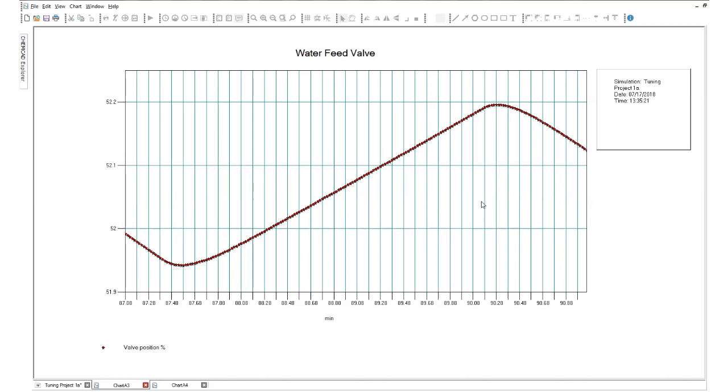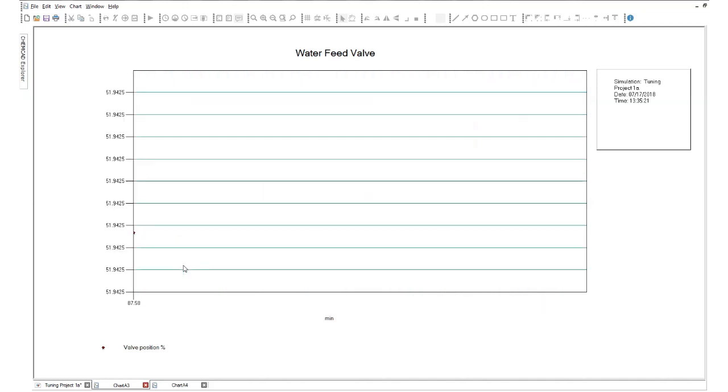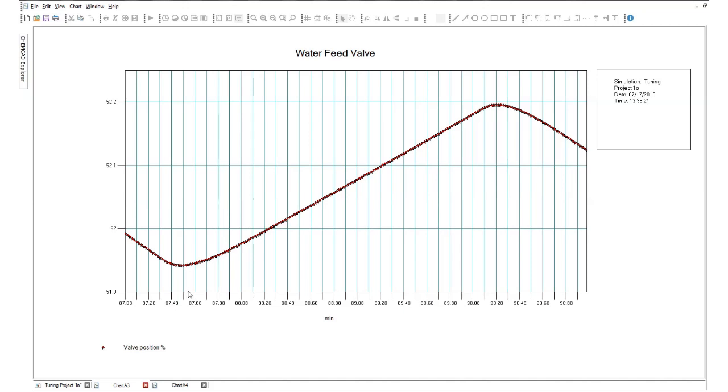Now I need to know what is the period. Well, we want to know what's the period between peaks or the period between the trough and the peak, and then I double it. So I have about 87.58 at a trough and 90.28 at a peak. So the difference is approximately, we'll say about 3 minutes in between the bottom and the top. So my ultimate period, we'll say, is 6 minutes.